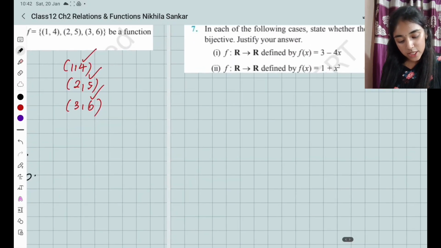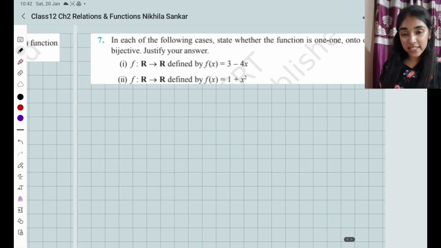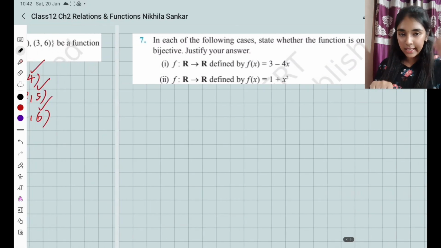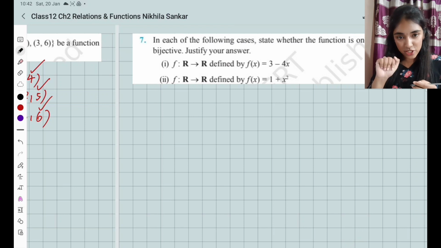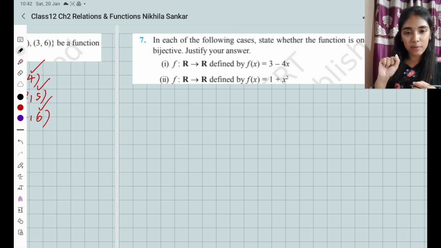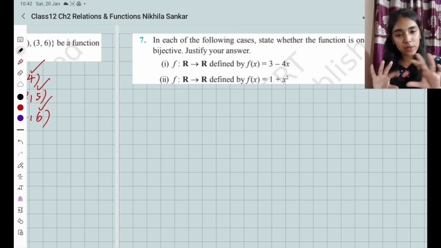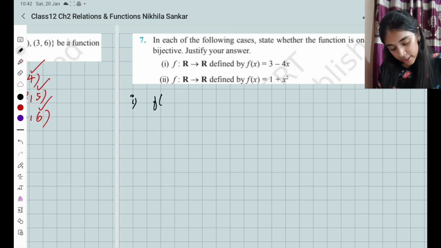Okay. Question number 7. In each of the following cases, state whether it is one-one and onto, or bijective. Bijective means it is both one-one and onto. What else can we call one-one? Injectivity, injection. Okay, one-one is one-to-one, so injection, injectivity. What is onto? Surjectivity. If it is both injective and surjective, it is going to be bijective. Okay, remember all these terms. In the exam, if they ask to prove that it is injective, you should not be confused, because we know one-one very well. Do not forget just because the name has changed. Okay, so in the first subsection you have f of x equals 3 minus 4x.